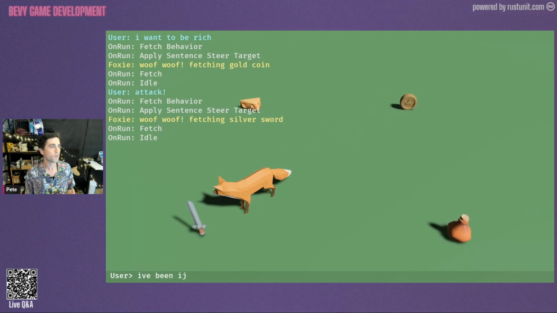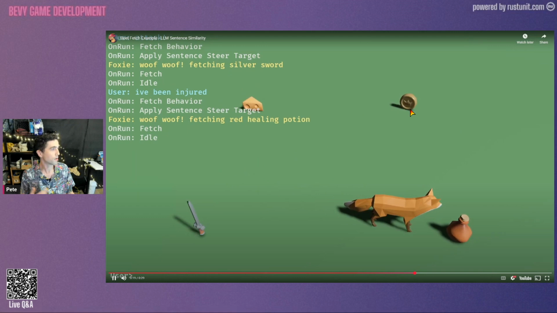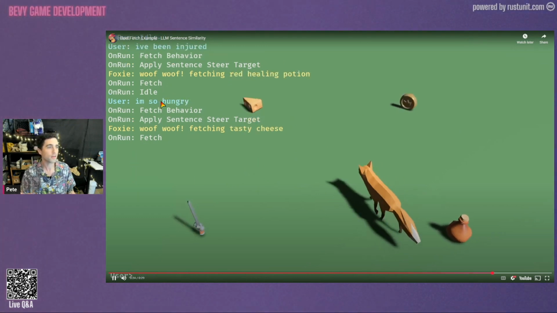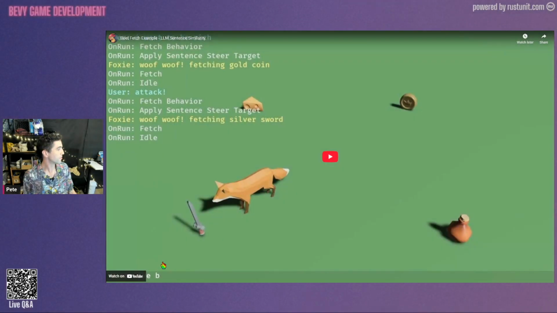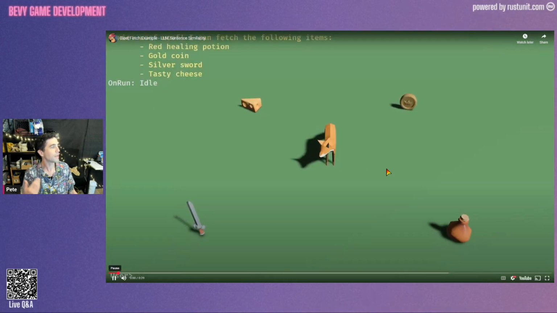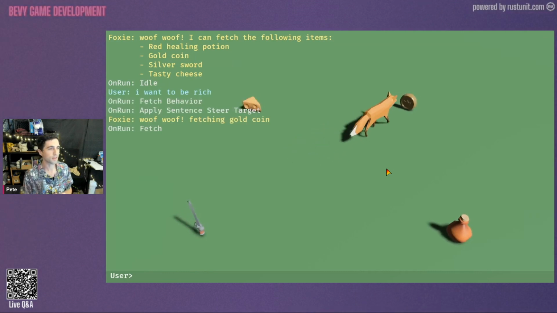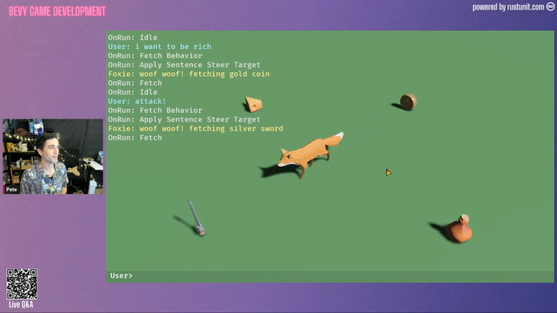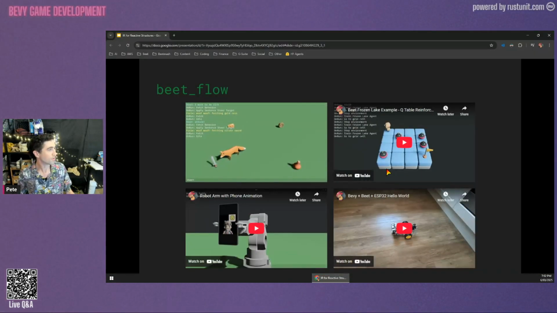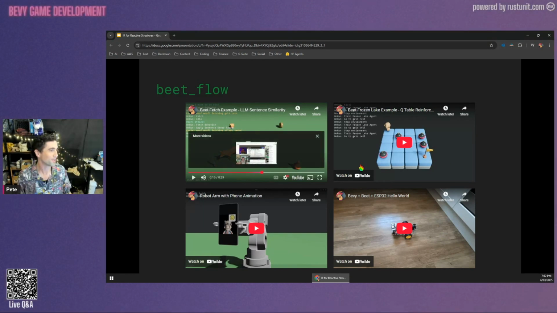And what it's able to do is, let's say you give it a bunch of targets. So here it's got a piece of cheese, a coin, a sword, and a potion. You can give it things like, for example, I've been injured, and it'll go to the potion, right? It's able to score, kind of like utility AI, but using sentences. To work out, I want to be rich, it'll go get you a coin, stuff like that. So just as a reminder, these are all my attempts to get towards that butter passing robot.